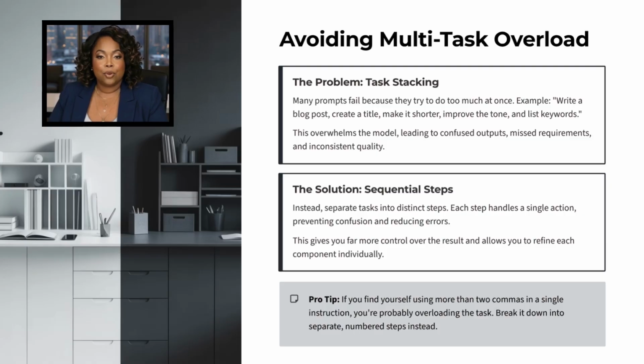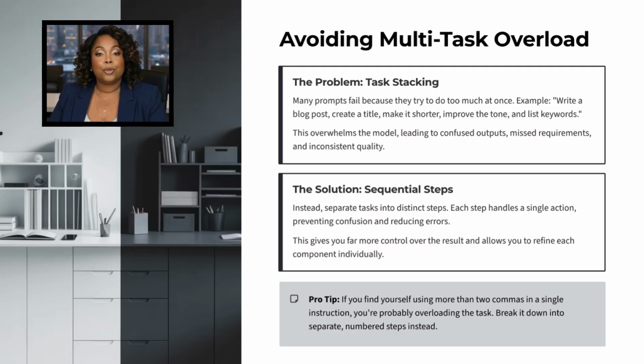This slide explains one of the most common prompt engineering mistakes, multitask overload. This is when a single prompt tries to handle too many actions at once. For example, "write a blog post, create a title, make it shorter, improve the tone, and list keywords." This overwhelms the model and leads to confused, inconsistent outputs. The solution is to use sequential steps. Assign one action to each step. This gives you far more control and allows you to refine each component individually.